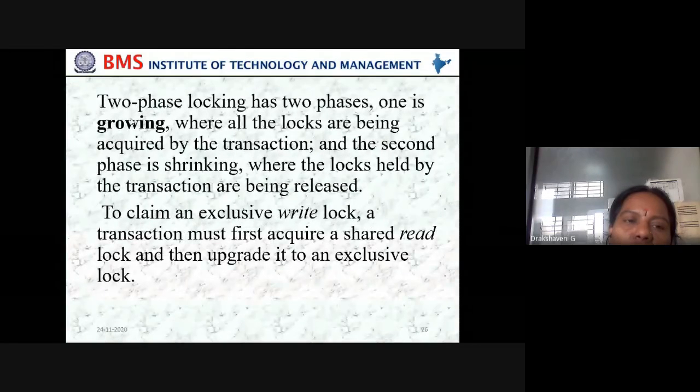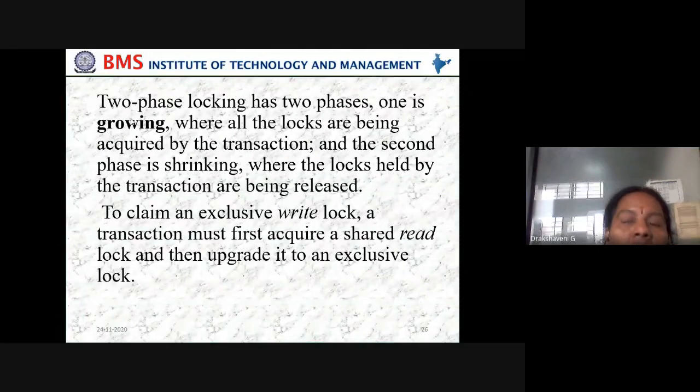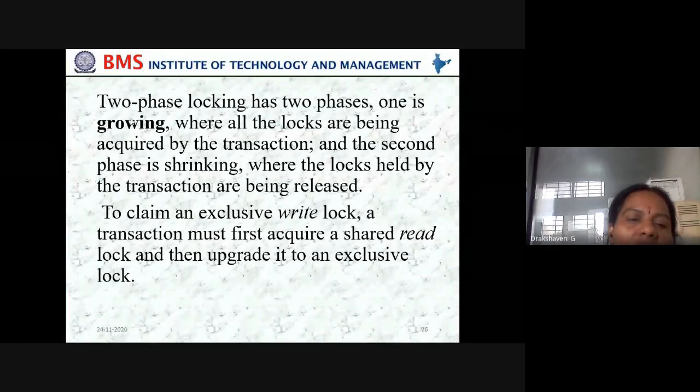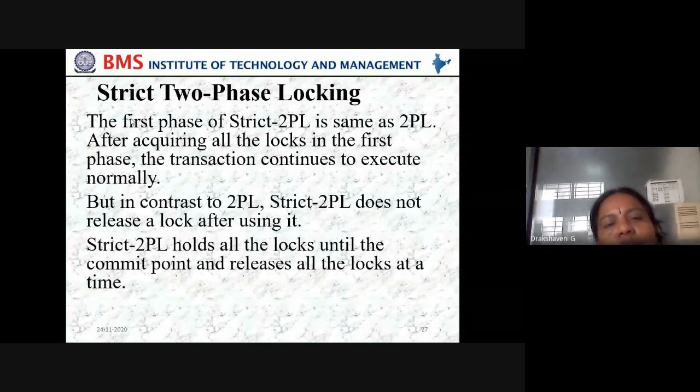So then we have the two-phase locking, where one phase is called growing, when all the locks are being acquired by the transaction, and the second phase is shrinking, where the locks held by the transaction are being released. Growing, you can take the lock. Shrinking, you can release the lock. That is what the two phases are, grow and shrink. To claim an exclusive write lock, a transaction must first acquire a shared read lock and then upgrade it to an exclusive lock.